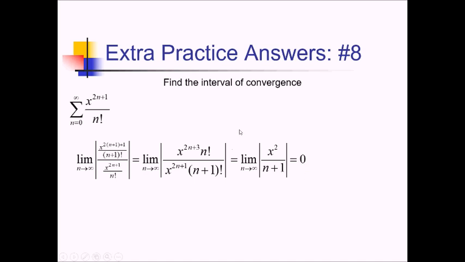To converge, the absolute value here of this ratio, this nth ratio, has to be less than 1. Well, 0 is always less than 1 for whatever value you plug in for x. So that means this is going to converge for all real numbers, so we can write the interval of convergence as negative infinity less than x less than positive infinity.